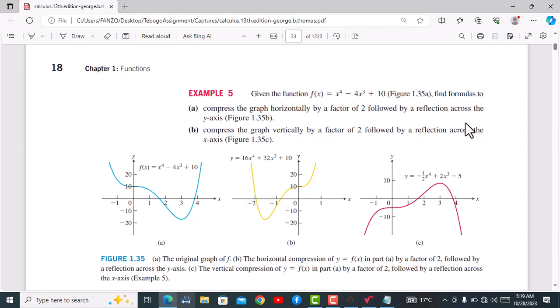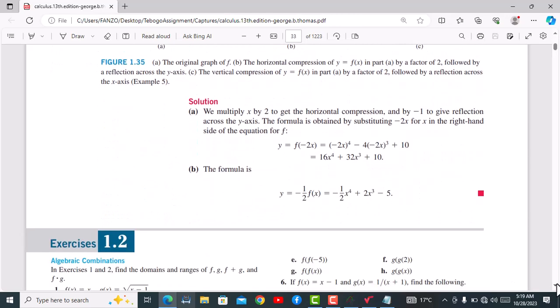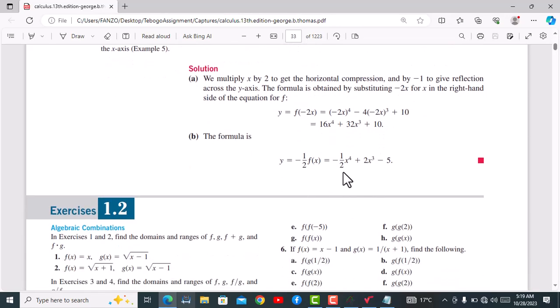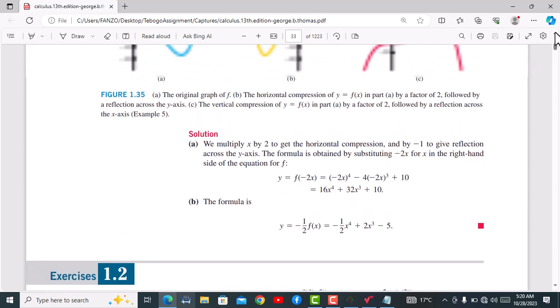Now B, compress the graph vertically by 2 followed by a reflection across the x-axis. So now we are compressing vertically. We saw the compression that is happening horizontally, and now we want to look at what happens vertically. I want us to look at the difference. When you compress horizontally, this is how it works, and reflect along the y-axis. And now when you compress vertically, this is what we have. We have 1/2 f of x.